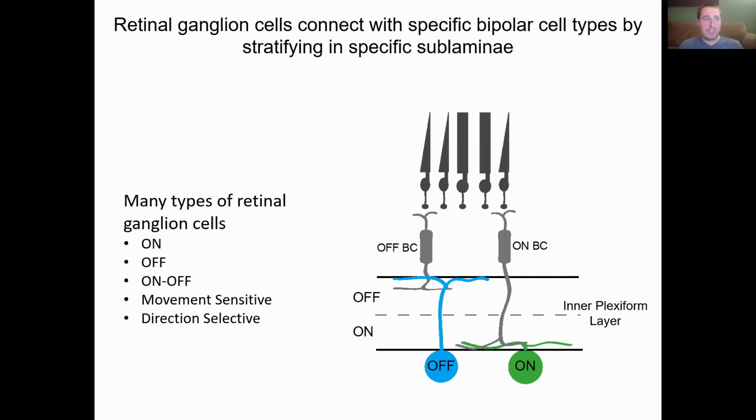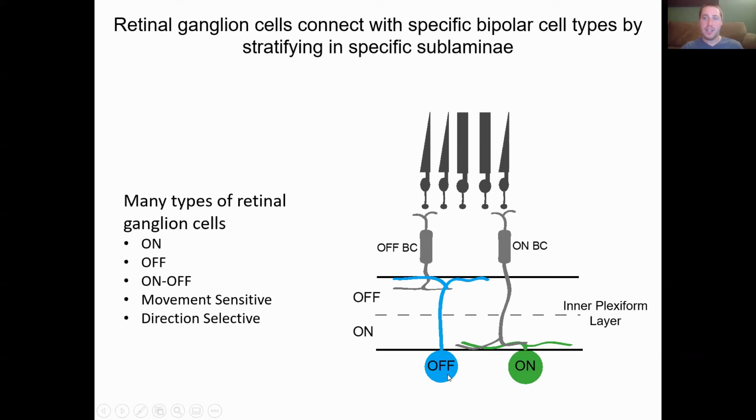So this makes it pretty simple for a ganglion cell to collect the kind of information it wants. So if you want to be an off retinal ganglion cell, you send your dendrites to the off layer and collect from off bipolar cells. If you want to be an on retinal ganglion cell, you send your dendrites to the on layer, and you can pick more sustained or more transient. And so we show here on and off retinal ganglion cells, just like there's on and off bipolar cells, but there's also more types of retinal ganglion cells.